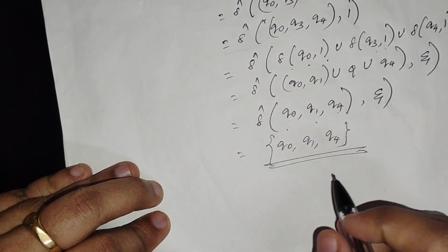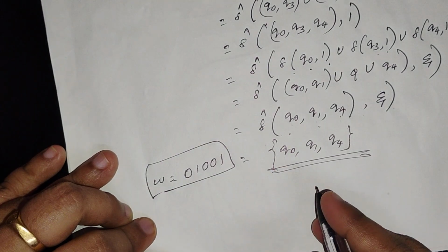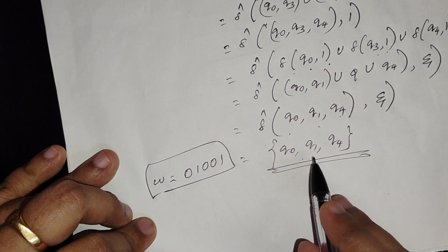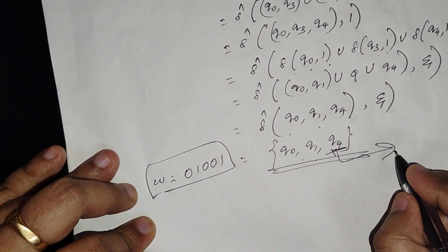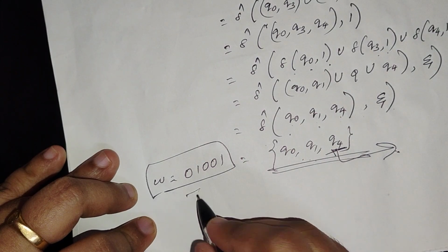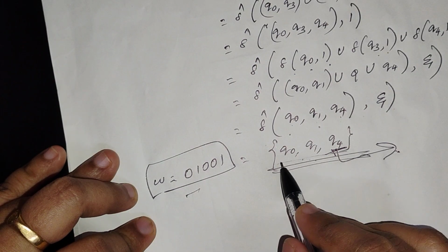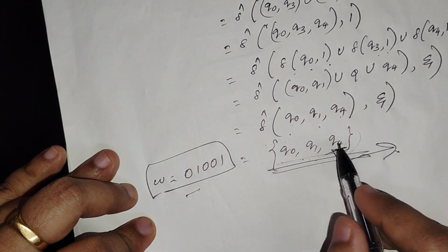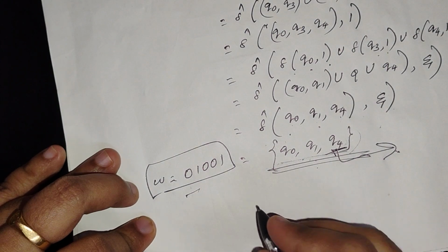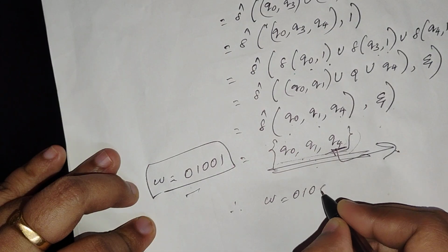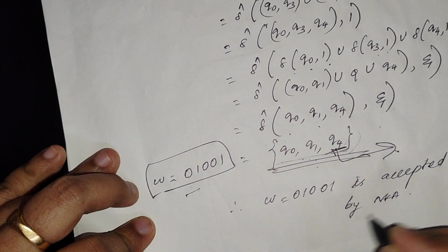Then how do you check whether the input string w = 01001 is accepted or not? We check whether this set contains a final state. Yes, Q4 is the final state, hence the string is accepted by this NFA. At last we got a set of states, and if any state in this set belongs to the final states, the particular string is accepted by the NFA. Therefore the string w = 01001 is accepted by the NFA. Okay, thank you.